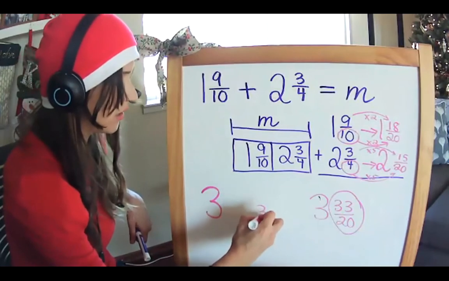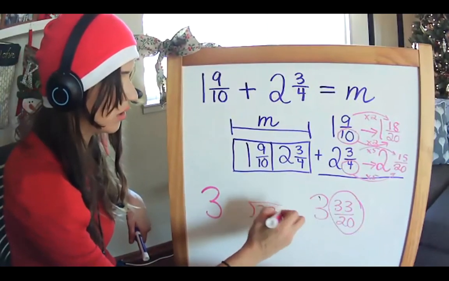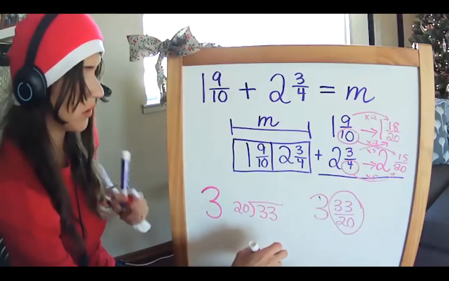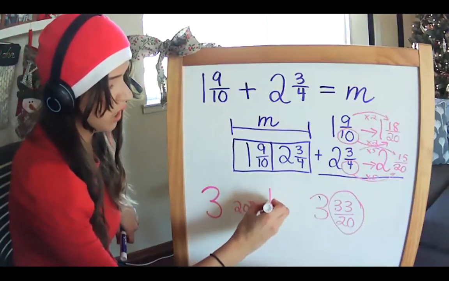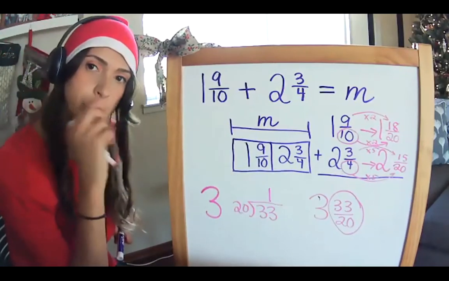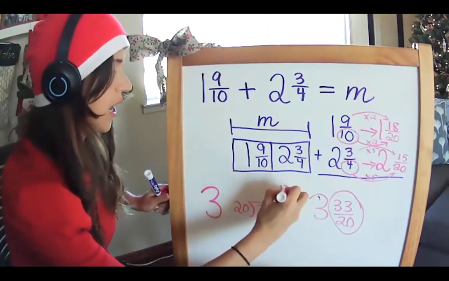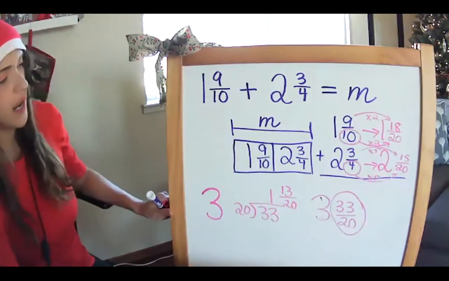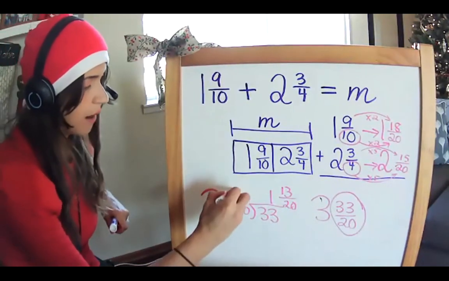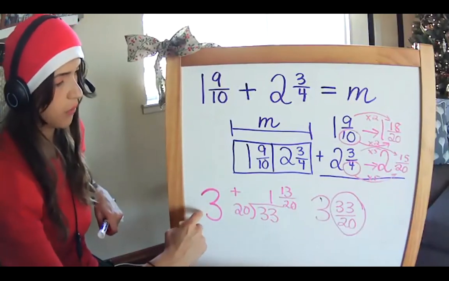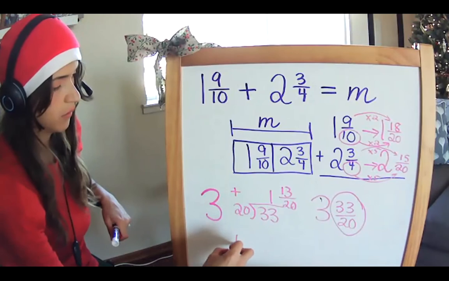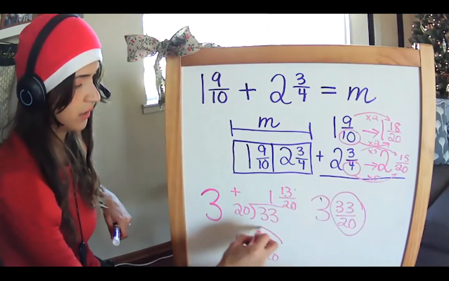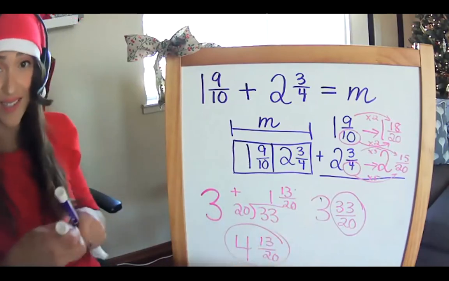So 33, the number on top, the numerator, goes inside the house. 20, the denominator, goes outside. 20 goes into 33 how many times? Once. How many remainder? 13. 13 over 20. Keep your denominator. It's 1 and 13 twentieths. Good. I'm not done though. I need to add the 3. 3 plus the 1 is 4 and 13 twentieths. In simplest form. That's it.